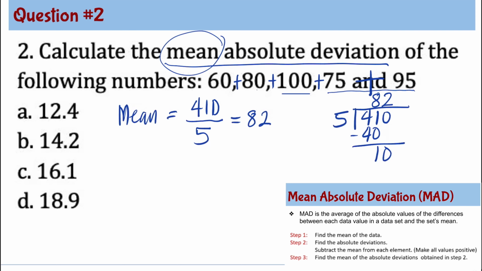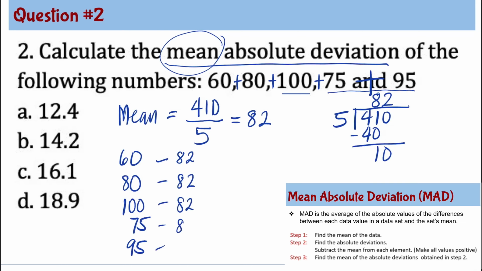Step number 2 is to calculate the absolute deviation. And to do that, we need to subtract the mean from each of the data. So we have 60, 80, 100, 75, and 95. We need to subtract 82 from each of these to get the deviation. And then we need to get the absolute value of those answers.